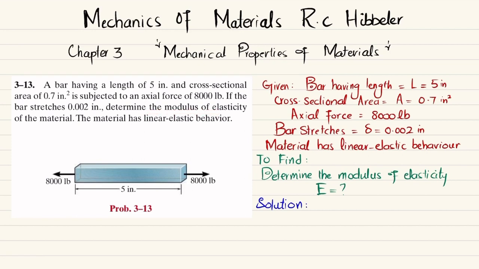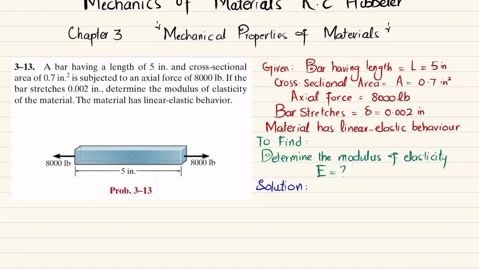First, we will write the given data. Bar length is 5 inch. Cross-sectional area is 0.7, axial force is 8,000 pound, and the change in length or bar stretch is 0.002 inch. The material behaves elastically, clear? And we have to determine the modulus of elasticity. So let's start with the solution.